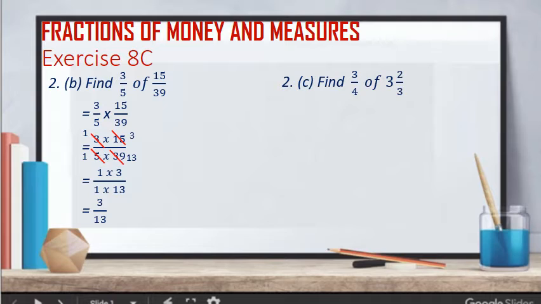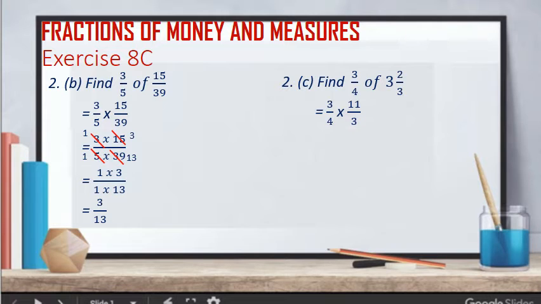Now let's do the next question. This is C part of question number 2. Here we have to find 3 by 4 of 3 2 by 3. Now here children, 3 2 by 3 is a mixed fraction. So in the first step we are going to change this mixed fraction into improper fraction, right? So let us see how we will do. 3 by 4 multiplied by 11 upon 3. That is 3 2 by 3 will become 11 by 3.